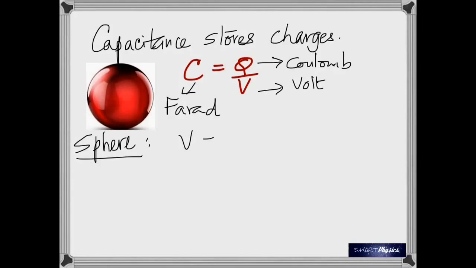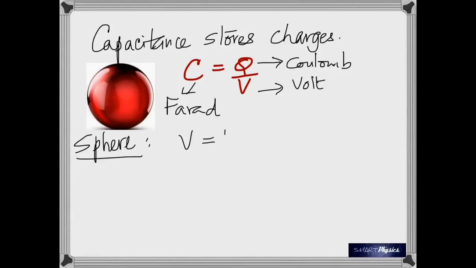So simply, 1 farad is equal to 1 coulomb divided by 1 volt. Now let's imagine that we try to build a capacitance from a sphere. I'm going to show you that it's practically impossible to get an increased capacitance using a sphere.